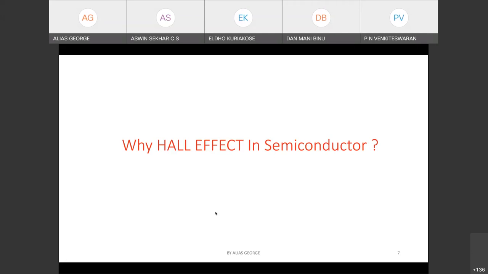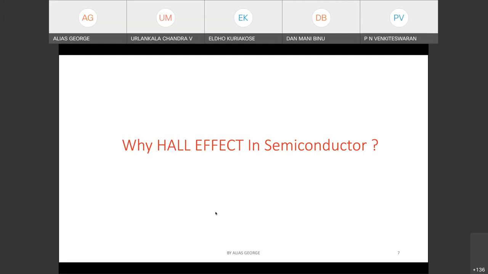Okay, this class is solid state devices, right? So we are trying to study about semiconductors. That's why we are learning Hall effect in semiconductors. Okay, that's what I just recorded. So now I am telling you this Hall effect is useful in semiconductors to know about the mobility of the conductor. I will come to that.